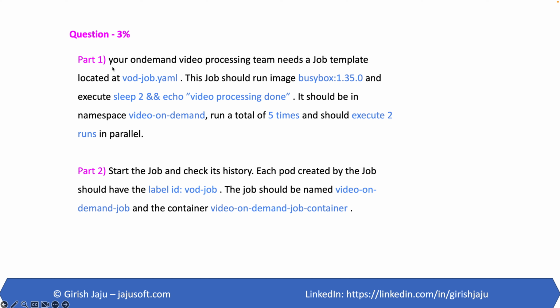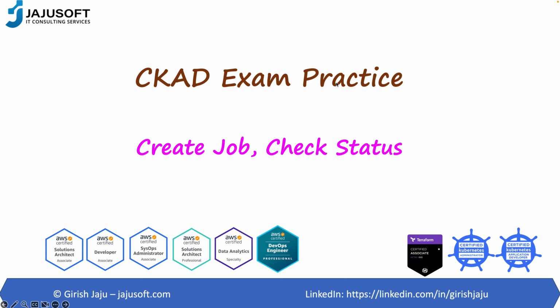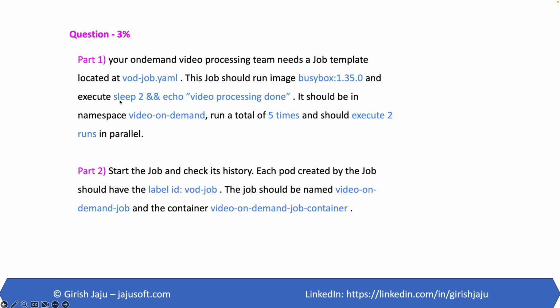Assuming you work for a video processing company and your on-demand video processing team needs a job template located at this path. So this is something that we want to create. This job should run image busybox. It's just a made up image and executes sleep 2 and echo this command, which is basically a job run to, for example, create multiple video formats from a main file or break it into chunks, etc. And then it just echoes done.